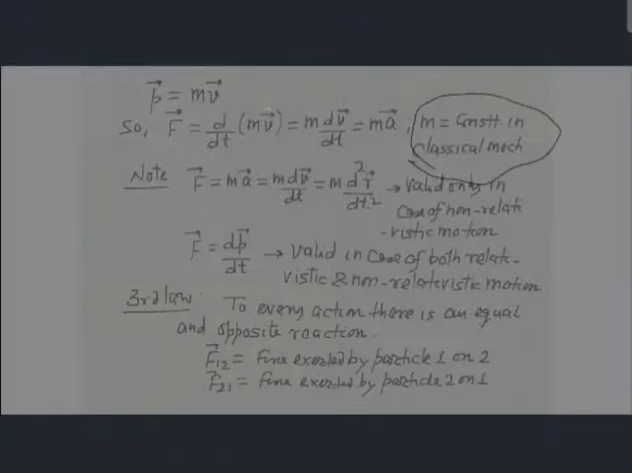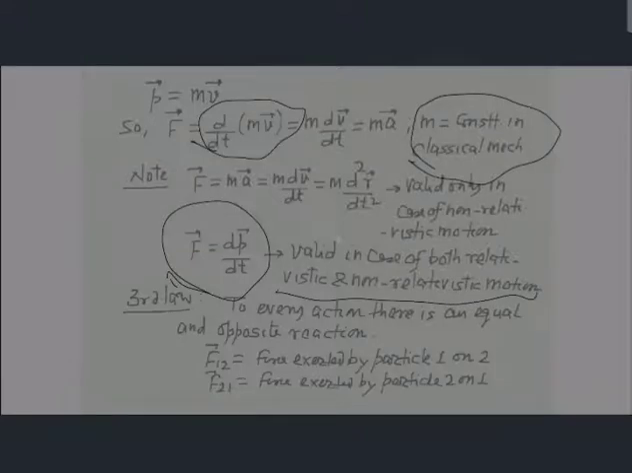In relativistic mechanics it won't come out of the differential symbol. So in relativistic mechanics we have to remember explicitly that we can only write up to this much, because mass keeps on changing with velocity in relativistic motion. Mass cannot be taken out of the differential, because mass is a function of velocity in relativistic motion. So F equal to dp by dt is valid in case of both relativistic and non-relativistic motion. This is the more universal formula.